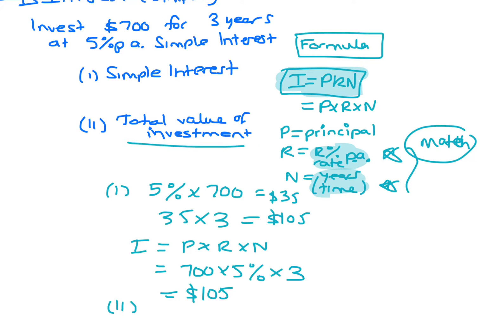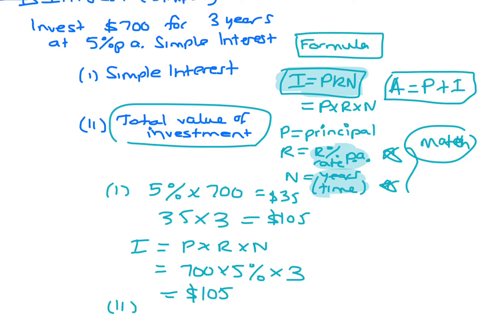Now the second part here says the total value of the investment. So as a rule, if you want to get the total value of investment, if you just get the principal and you add on the interest, then you will have the total value of the investment. Okay, so that just means you get your 700 and you add on your 105, and the total value of your investment would then be $805.